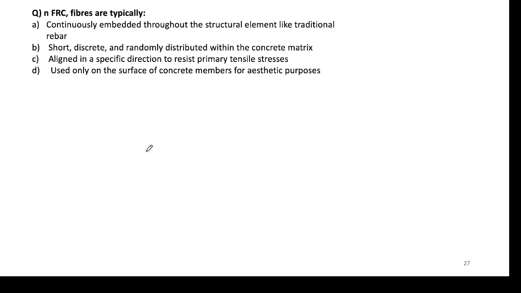Yeah. So again, in FRC, fiber reinforced concrete, the options are: fibers continuously embedded throughout the structural elements like traditional rebars; short, discrete and randomly distributed within the concrete matrix; aligned in a specific direction to resist the primary tensile stresses; or used only on the surface of concrete members for aesthetic purposes. So why we use FRC and how the fibers are distributed is the question. Please answer.